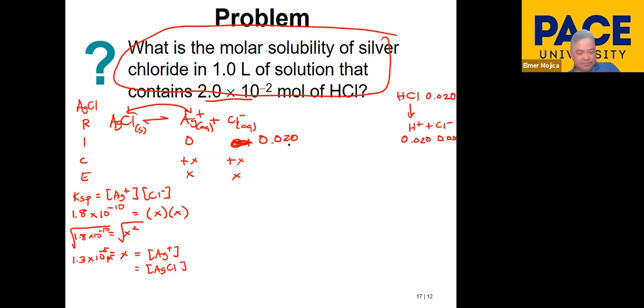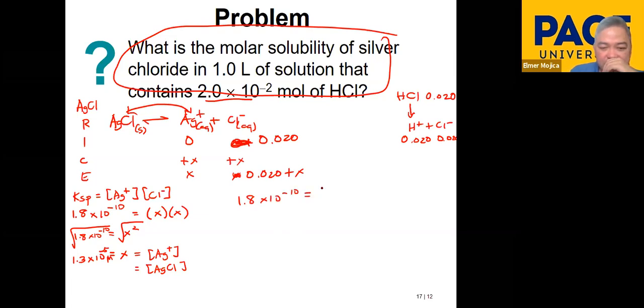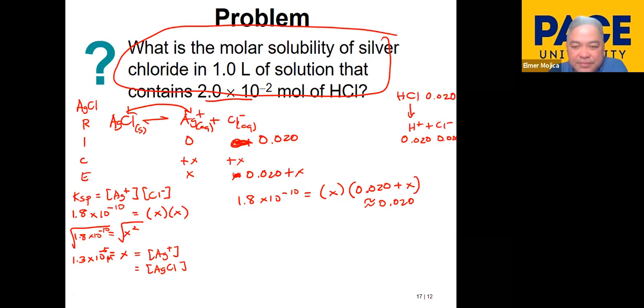Did you get that? And then this is plus X. So in the end, you will have 0.020 plus X. And if you look at the expression here, this will become 1.8 times 10 to the negative 10 equals X times 0.020 plus X. So what's the approximation that we can do here? We can simplify it to say that this is just equal to 0.020, because the X value that you have there is so small.